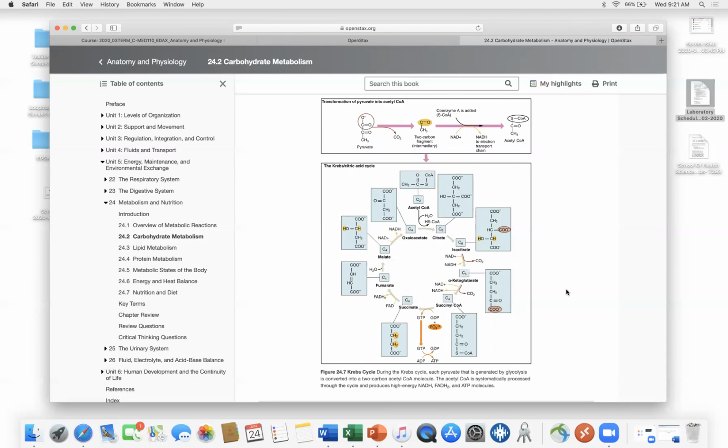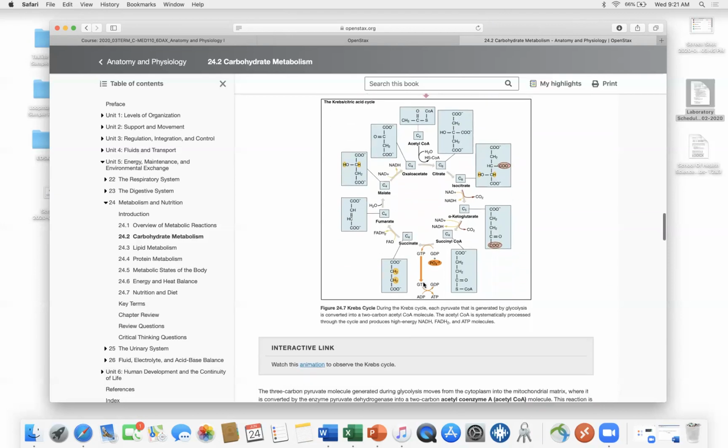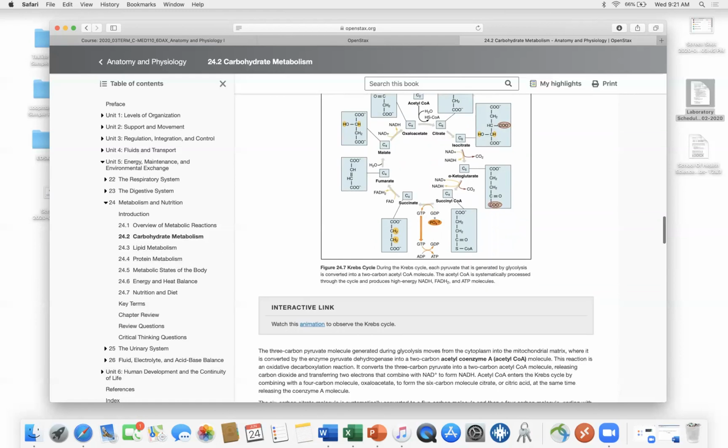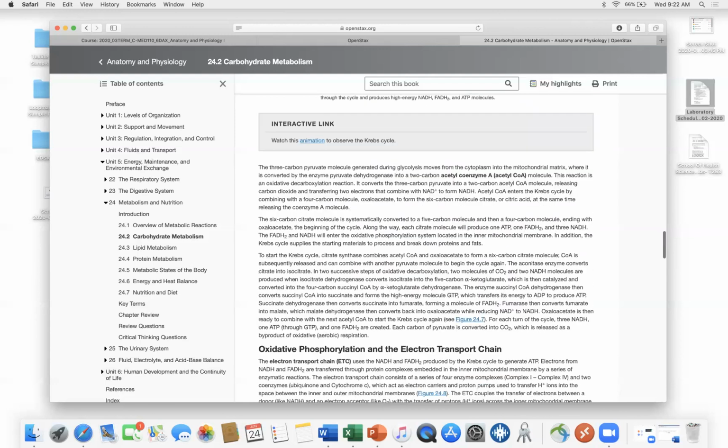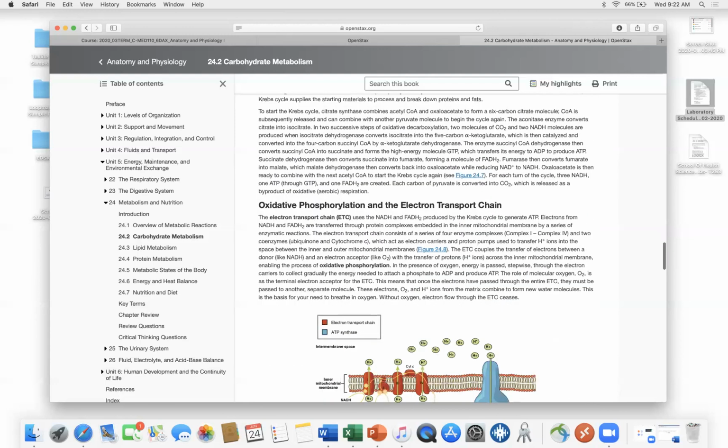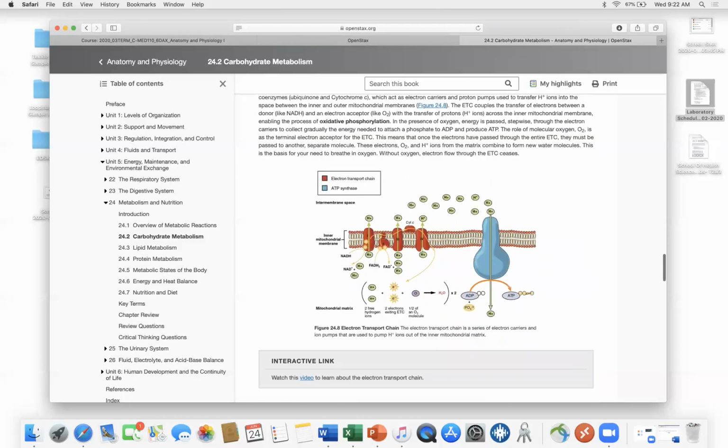And when it does that, it's going to create, at the very end, adenosine triphosphate. So carbohydrate metabolism, lipid breakdown, right? All of that, because remember, has to deal with breaking down the food that you just ate in order to create ATP. Now, where does ATP actually get created?